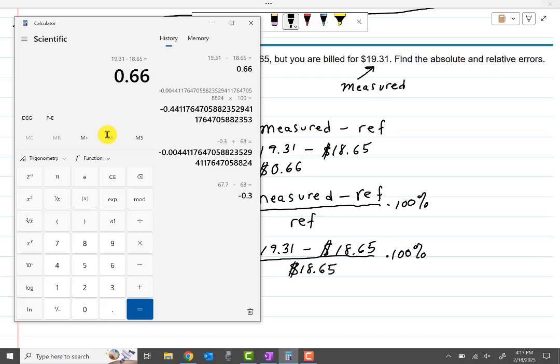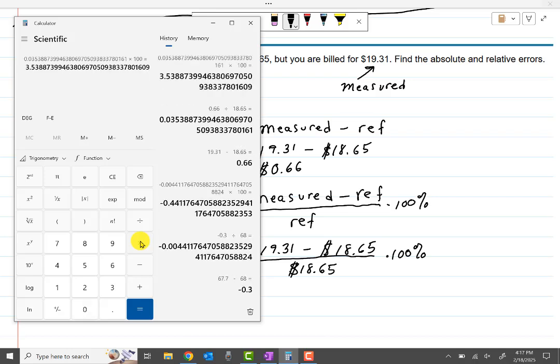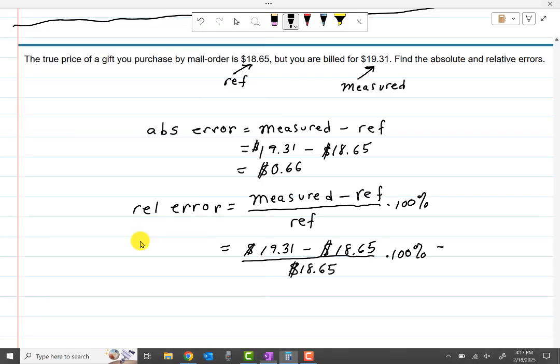So there's my first answer. I'm glad I got that right. Now I'm going to divide by 18.65. And now I'm going to multiply by 100%. And I'll round to 2 decimal places here. It looks like 3.54%.